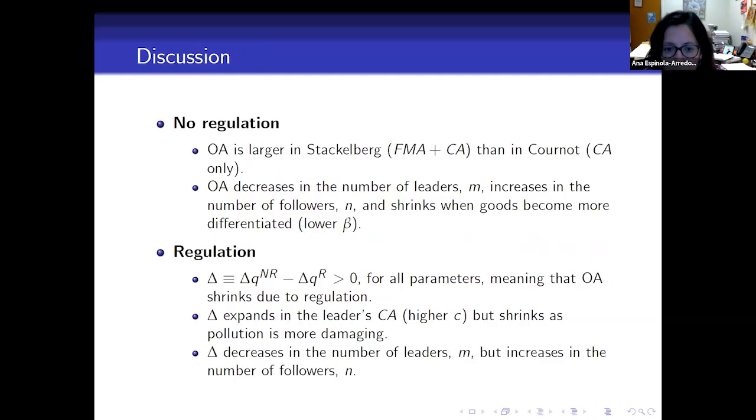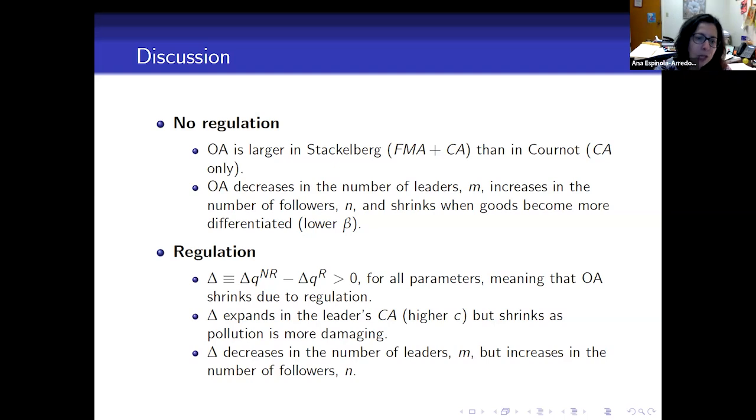Now, just summarizing all the results that I have been presenting to you: with no regulation, the output advantage is larger in Stackelberg than in Cournot, decreases in the number of leaders, increases in the number of followers, and shrinks when goods become more differentiated. Now, when we introduce regulation, the leader's output advantage will shrink for all parameter values. Although this output advantage will expand in the leader's cost advantage, and shrinks when pollution becomes more damaging. The reason that it shrinks is because regulation becomes more stringent.